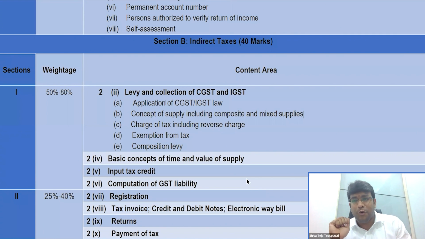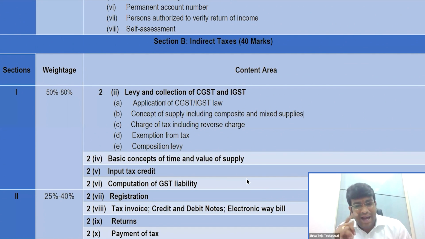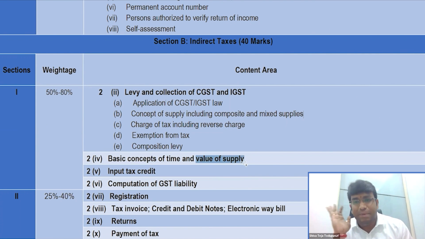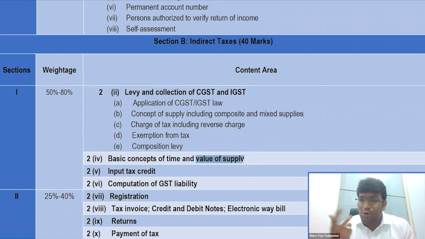One question will come in the exam for 4 marks, which you can happily answer. But don't get confused with the dates. That's very important. The other part is value of supply. At your level, it's pretty simple, because what you have is only inclusions and exclusions.